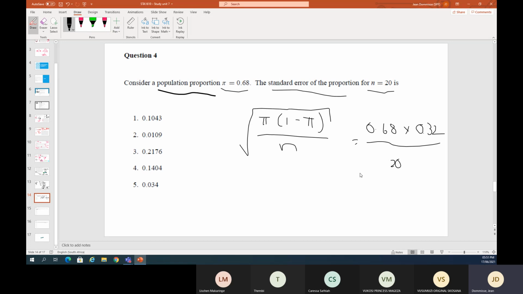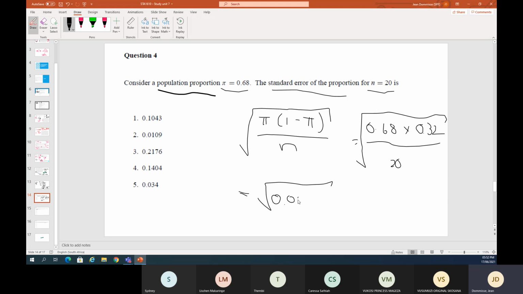Again, it's easy to make the mistake with the previous work that we've done: the square root of that whole equation. So 0.68 times 0.32 divided by 20. We need to get the square root of 0.0109. Okay, so again, there is that option. If you didn't square root it, you would have gotten one of the options.